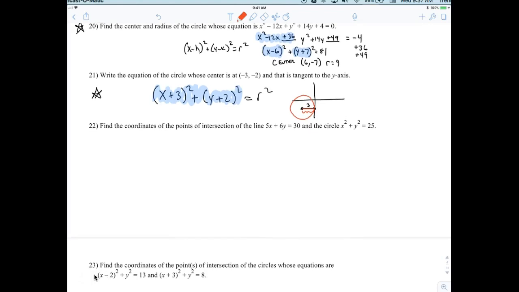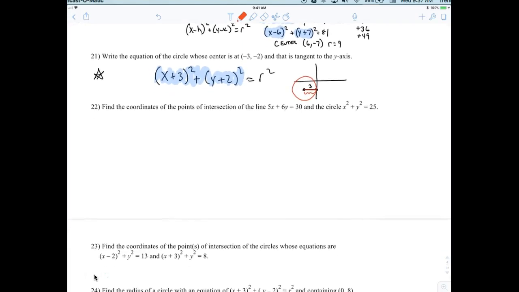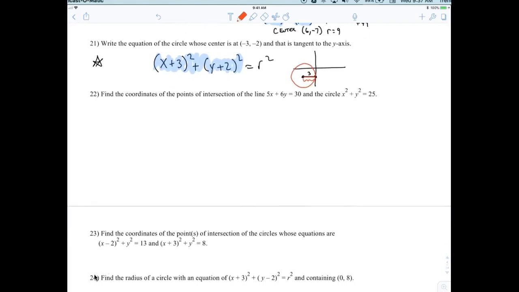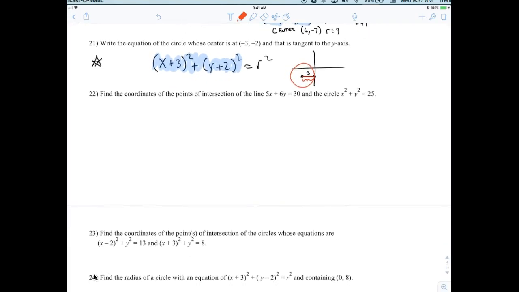So the equation would just be x plus 3 squared plus y plus 3 squared. Easy as that. All right. Here we go. This is the one that was kind of hard.